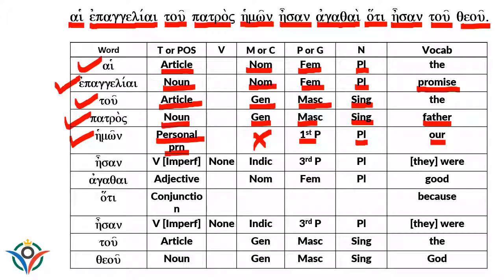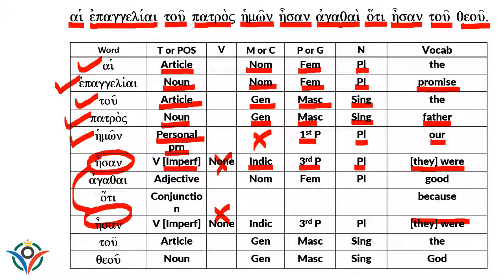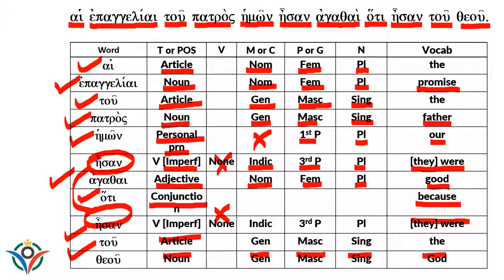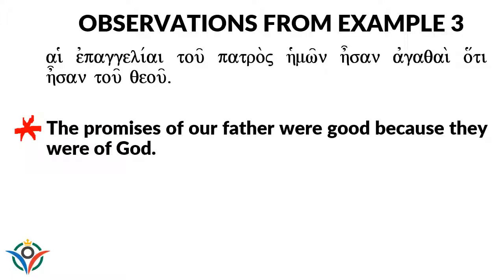Then we have two copulative verbs here, esan and esan, so we'll do these together. They are imperfect tense, so they don't have voices. They're indicative, third person plural, translated as they were. Then we have agathai, which is an adjective, nominative, feminine, plural, means good. Then we have hoti, which is a conjunction, means because. Then we have tou, which is an article, and finally theou, which is a noun, genitive, masculine, singular, meaning God. So let's do our translation together. Our English translation is, the promises of our Father were good because they were of God.